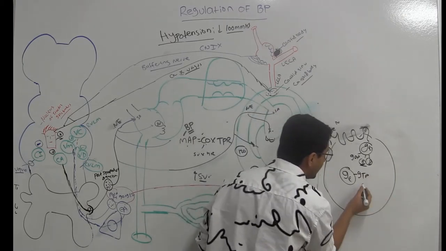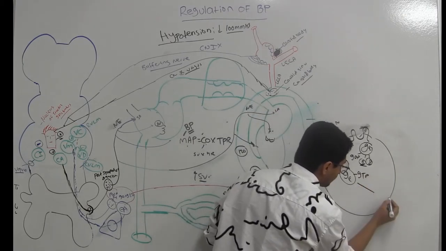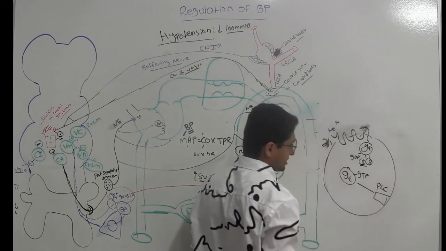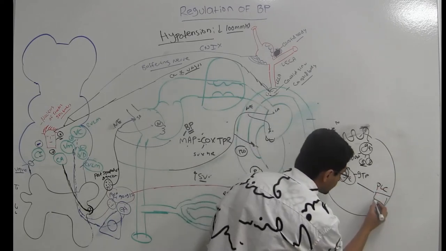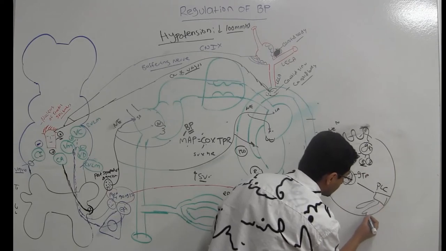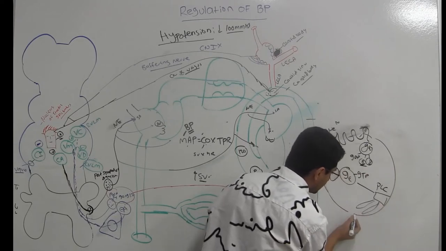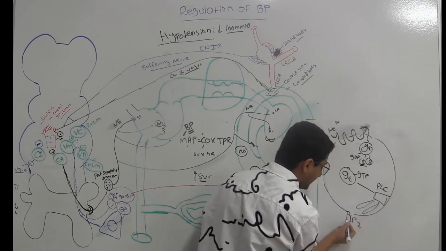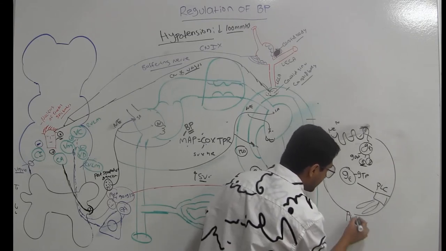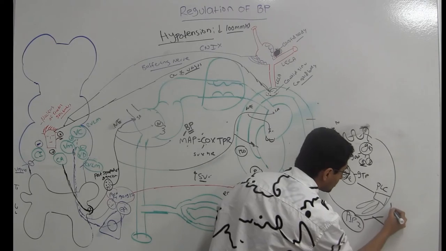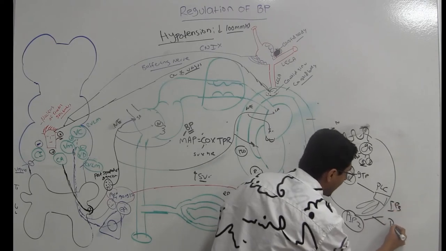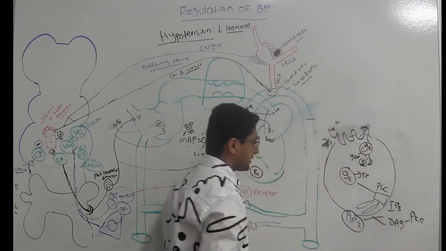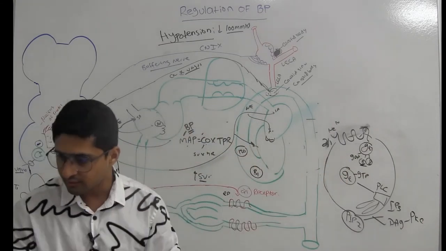These will go and stimulate an enzyme on the membrane called phospholipase C. Phospholipase are cutters. What phospholipase C does is cut PIP2, phosphatidylinositol bisphosphate, and it breaks down into two products: IP3 and DAG. And the DAG will go activate protein kinase C, I think, right? That's what these do.